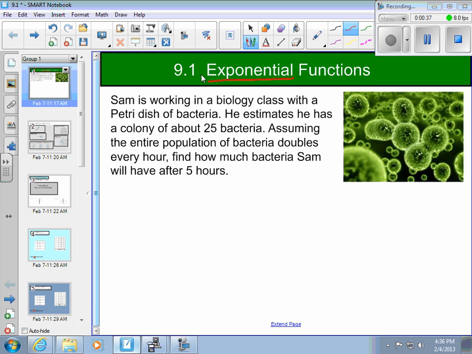Why don't you try pausing this for a second, see if you can figure it out, and then check it in a second. So pause it, try it, and then we'll check and see what you got.